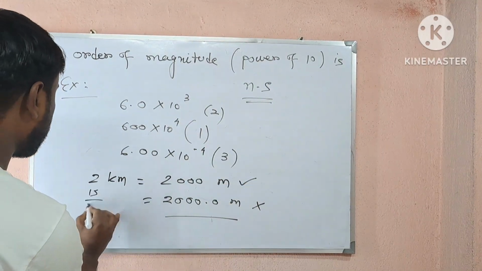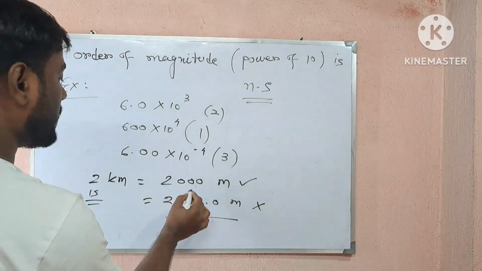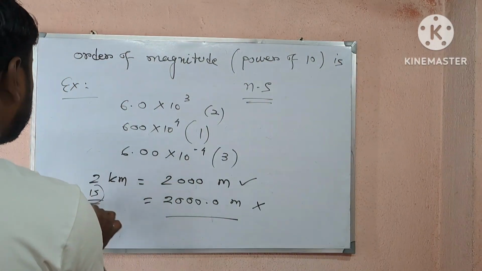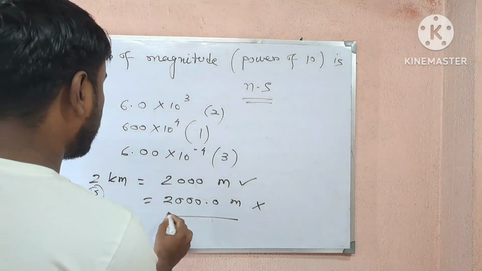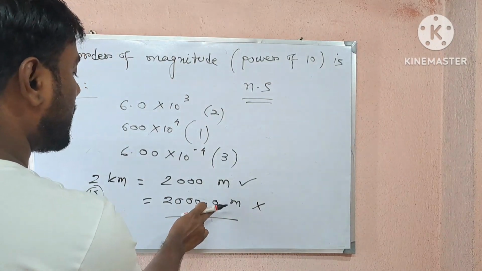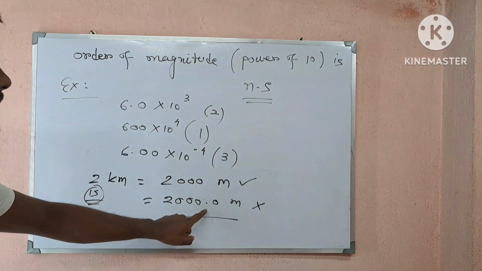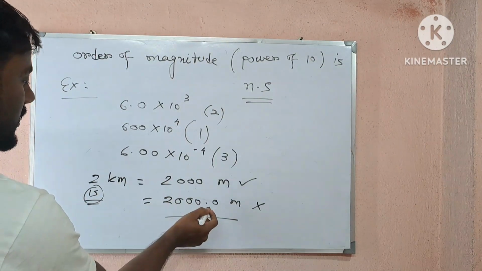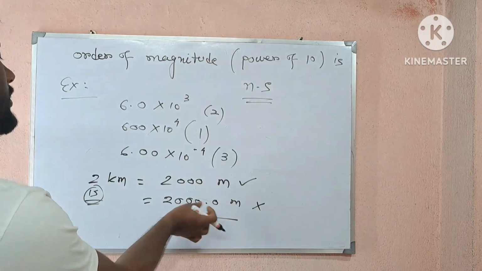Because one significant figure is there, as well as one significant figure is also there. But this is wrong. Why? Because there are one significant figures, but this is basically a trailing zero which appears after the decimal. That is why it is significant. So this is significant, this is significant. These zeros are also trailing zeros, so they are also significant.